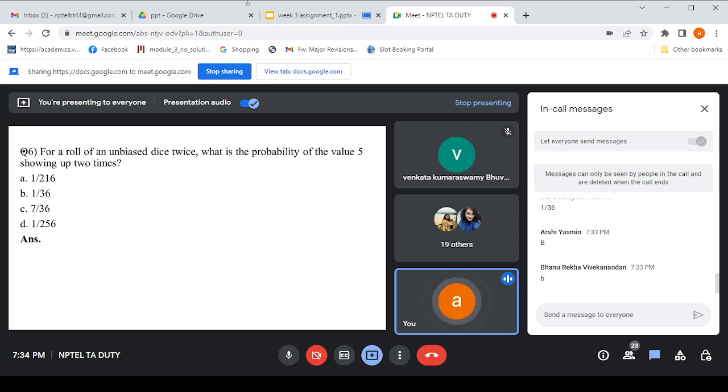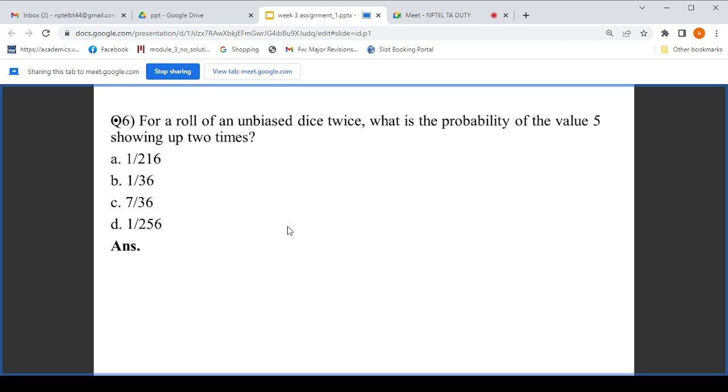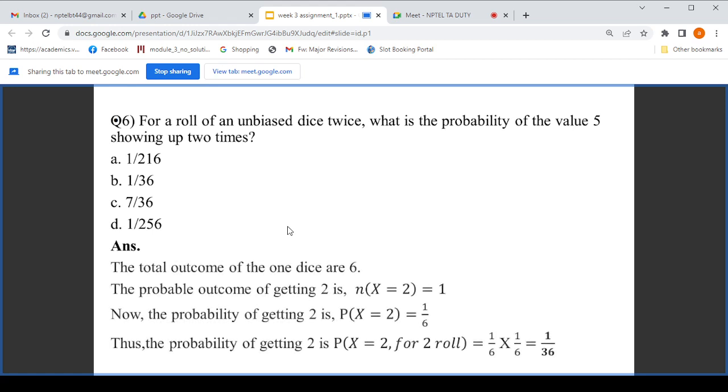Okay. So the correct answer of this question is 1 by 36. As we know, for rolling a dice, if we roll a single dice, the outcome will be 1, 2, 3, 4, 5 and 6. So the total number of outcomes would be 6. The number of favorable outcomes of getting 2 is 1. So the probability is the favorable outcome of getting 2 divided by the total outcomes, so that is 1 by 6.